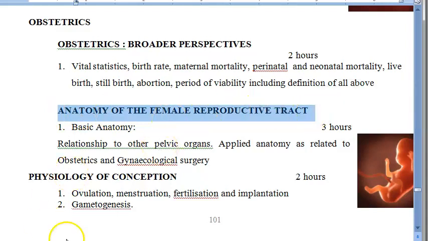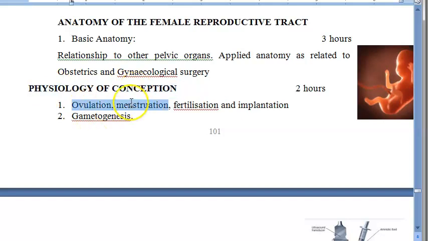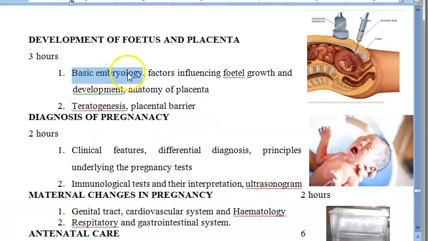Anatomy of the female reproductive tract, basic anatomy you should know. Physiology obviously of menstruation, ovulation, fertilization, implantation, gametogenesis. After gametogenesis only fertilization and implantation will come, isn't it? Basic embryology you should know, fetal growth, and the factors that influence development. Anatomy of placenta, functions of placenta, etc. Teratogenesis, we told you, right? Teratogens are anything that can cause a congenital anomaly. There could be drugs, radiation, etc.